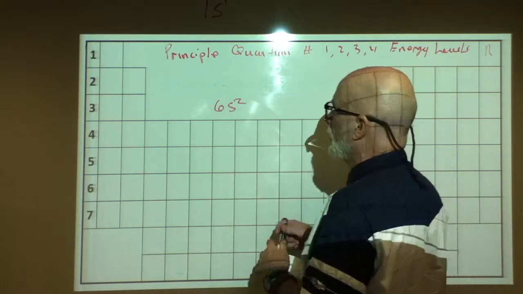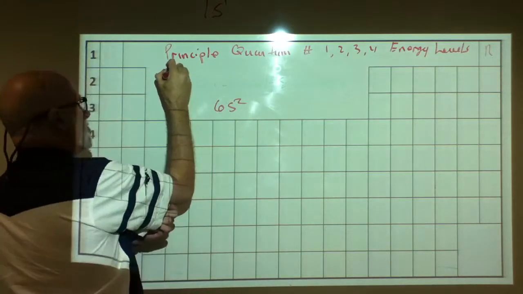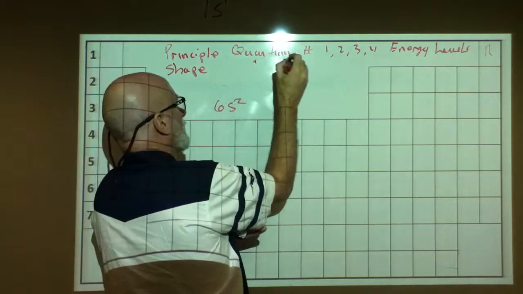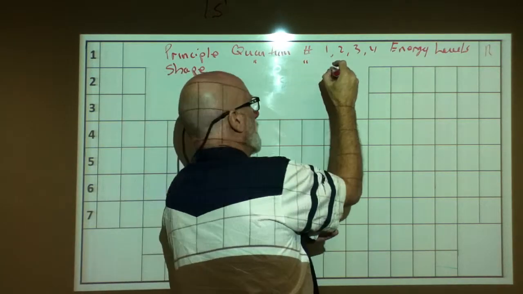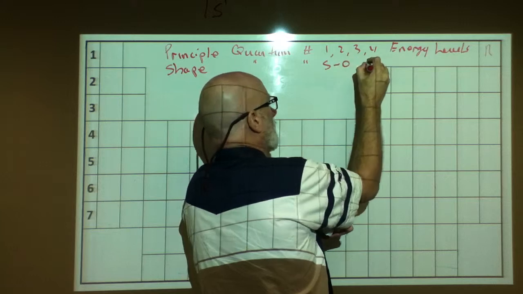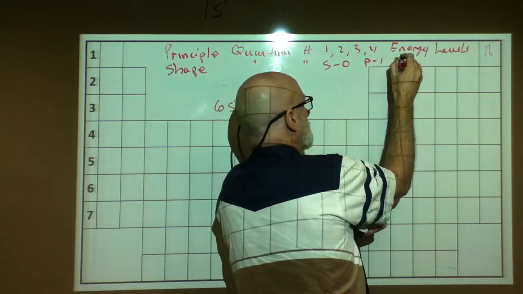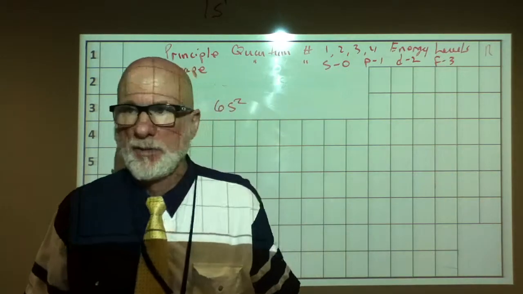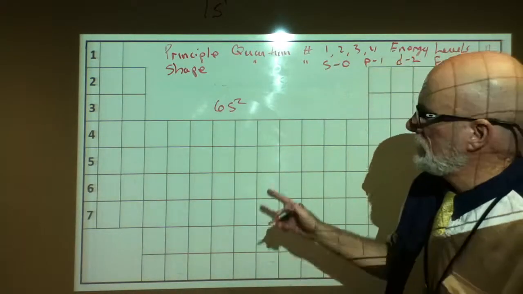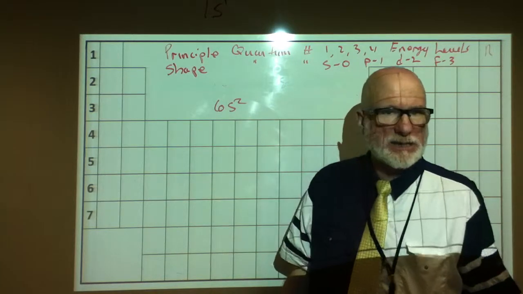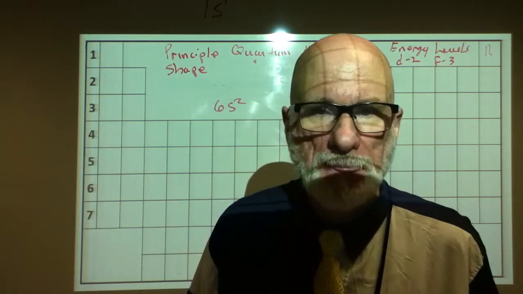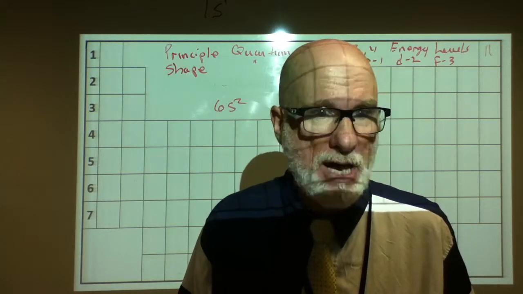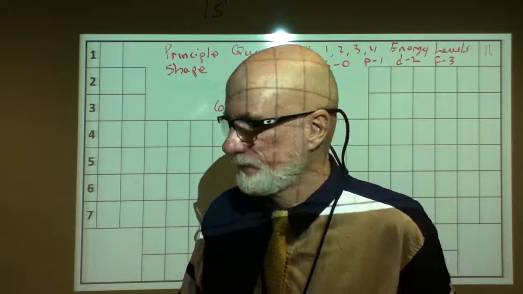Okay, so the next one is called the shape. That's going to be S is 0, P is 1, D is 2, and F is 3. Yes? So what's going to be the shape quantum number for 6s2? 0. Make sense? Yes or no? Okay.